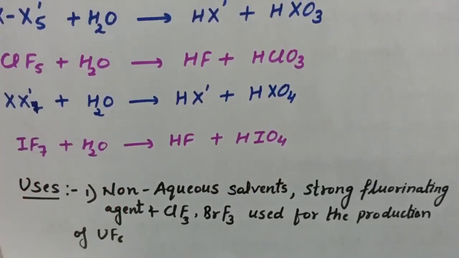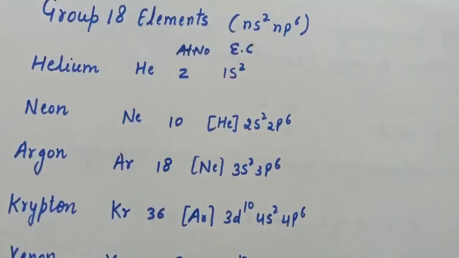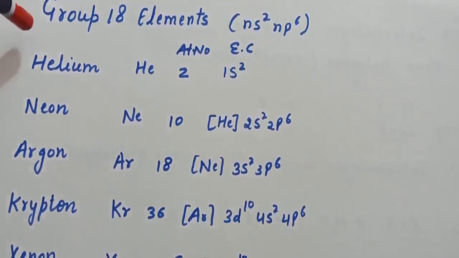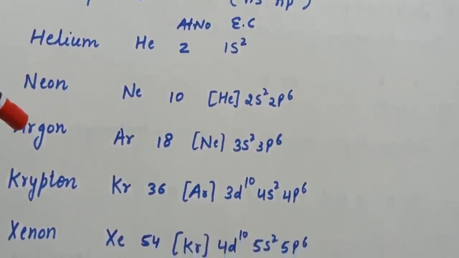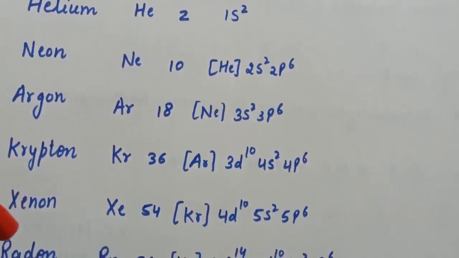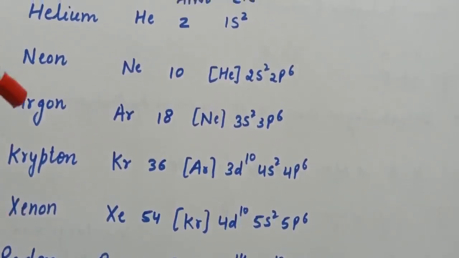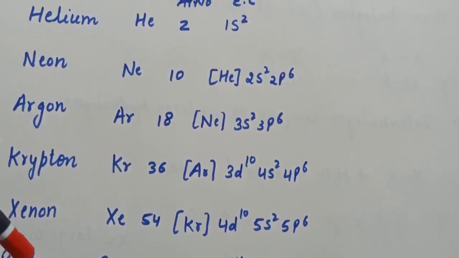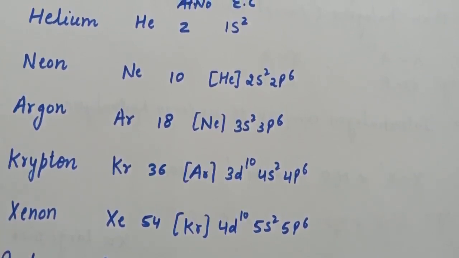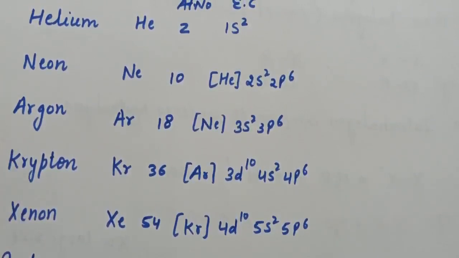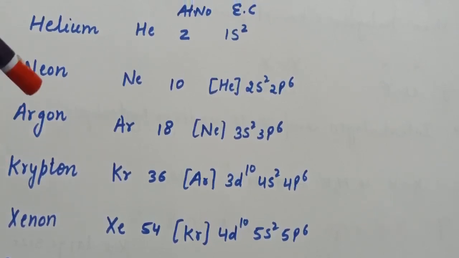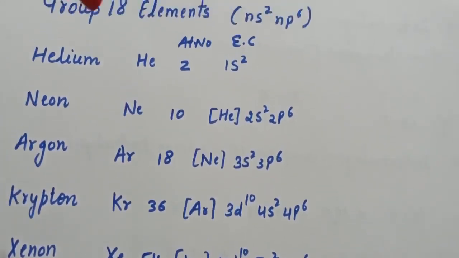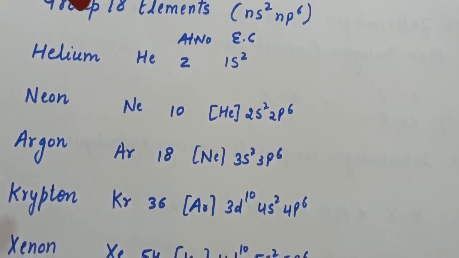Next we will discuss group 18 elements. Group 18 consists of 6 elements: helium, neon, argon, krypton, xenon and radon. All these are gases and chemically unreactive. They form very few compounds. Because of this, they are termed as noble gases. So group 18 elements are also known as noble gases.